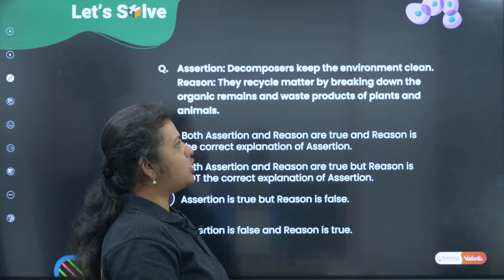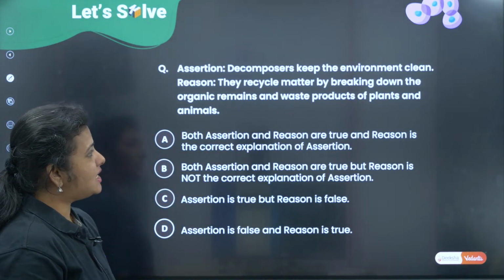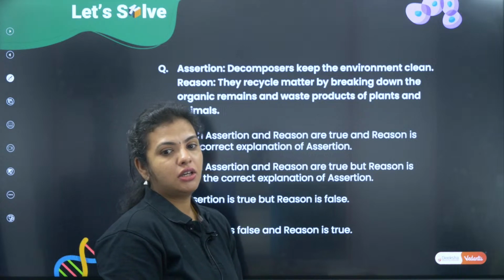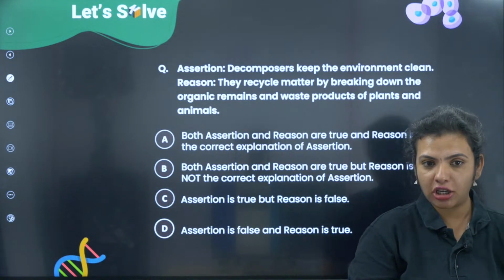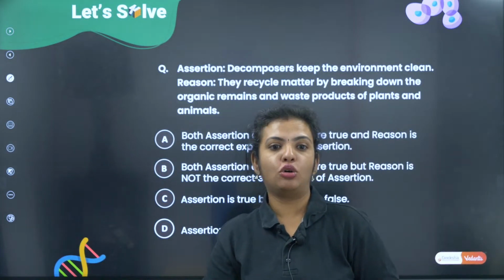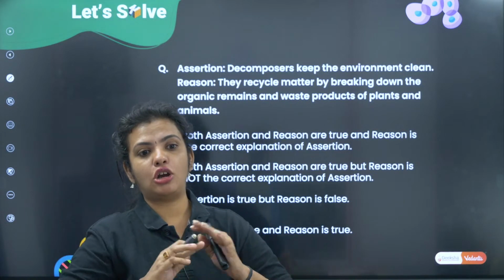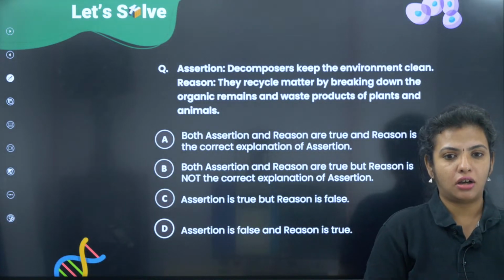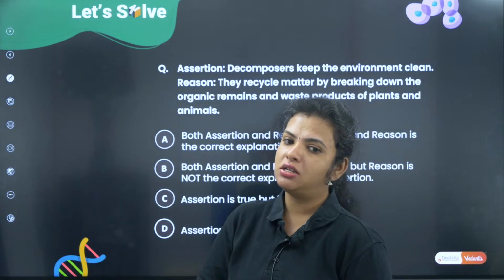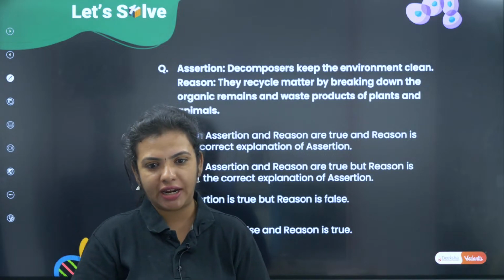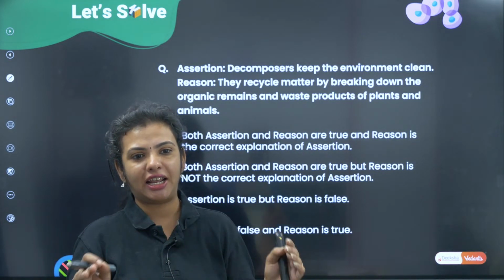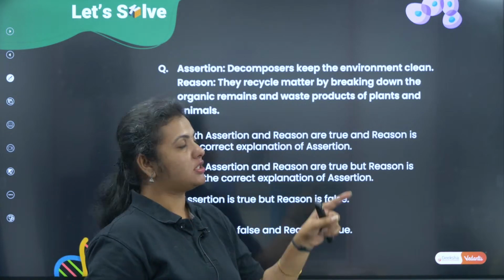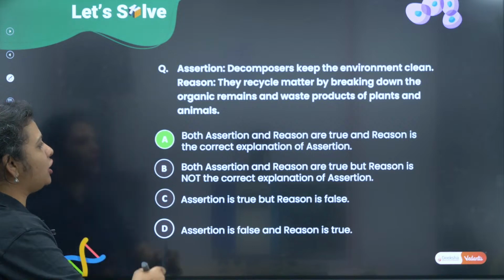Next assertion: decomposers keep the environment clean. Reason says they recycle matter by breaking down the organic remains and waste products of the plants and animals. Most simple. So the assertion is talking about decomposers, your microbes, who are going to keep the environment clean by breaking down the organic molecules into lower things. The reason is saying that they recycle the matter. Viksha, Gautami, Sumuk, yes, very good, most of them have got it right. So there is a correlation between the assertion and reason. It's a direct answer. They keep the environment clean because they are able to break this down, isn't it? So that's going to be option A.